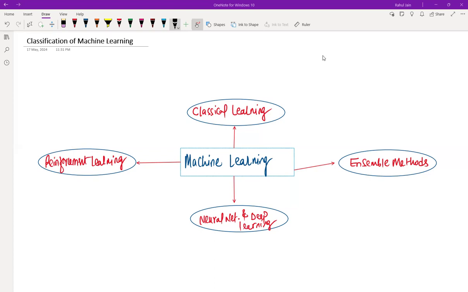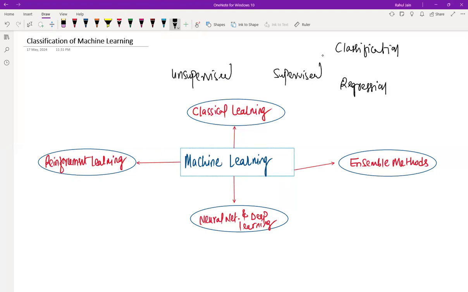Further, classical learning can be divided into unsupervised learning and supervised learning. And if we go further into supervised learning, it can be categorized into classification-based supervised learning or regression-based supervised learning, that is, either a regression algorithm or a classification algorithm.